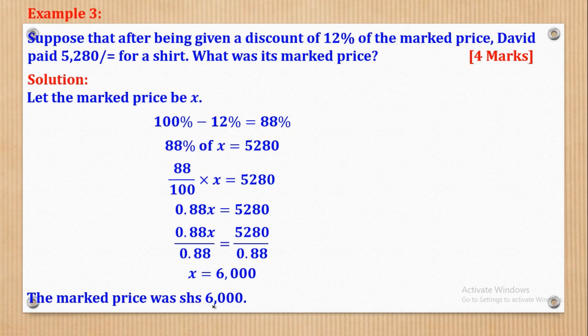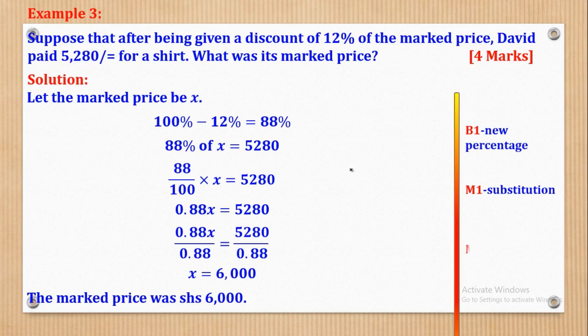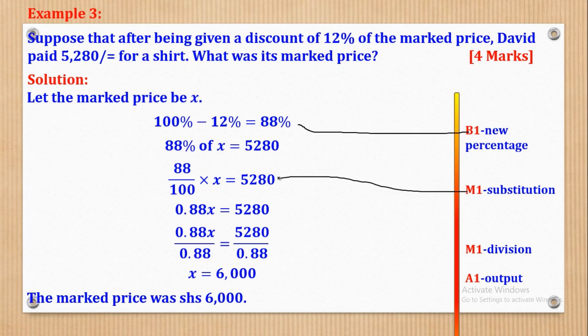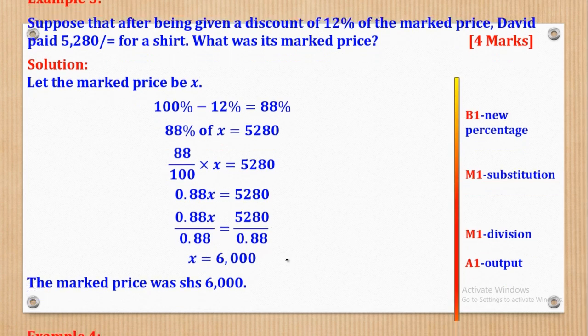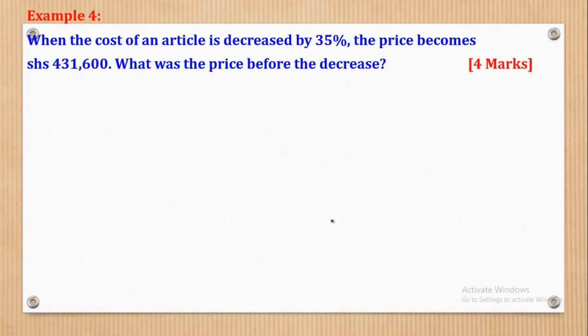So basically that's what they wanted, and now let's see how much can be awarded. So B1 will be for the new percentage, M1 is for substitution, M1 is for division, and A1 is for the final answer which they want. So basically that's how the 4 marks could come about. Now we shall go to example 4.